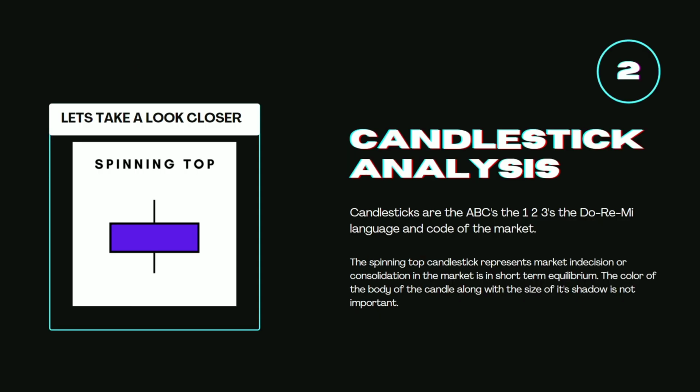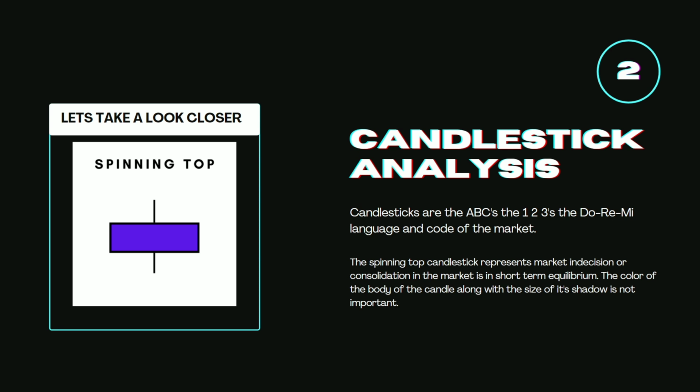So let's look here. Here we have a spinning top. This is what a spinning top looks like. Like I said, candlesticks are the ABCs, the 1, 2, 3s in the do re mi language of the code of the market. The spinning top candlestick formation is just a regular candle. It looks pretty much like this, and you see these quite a bit on the market. What the spinning top represents is market indecision or consolidation in the market, in the short-term equilibrium of things.